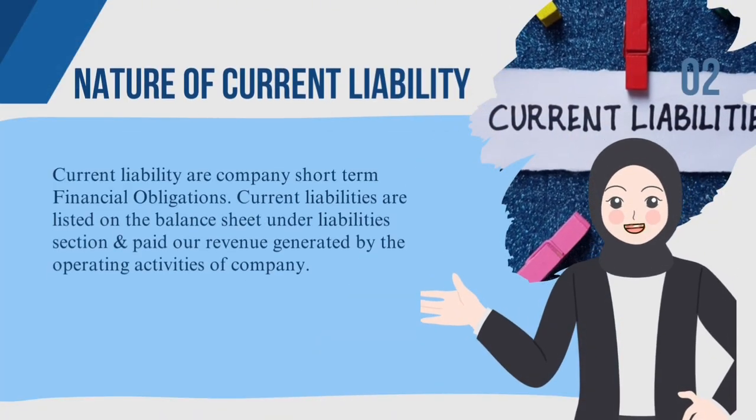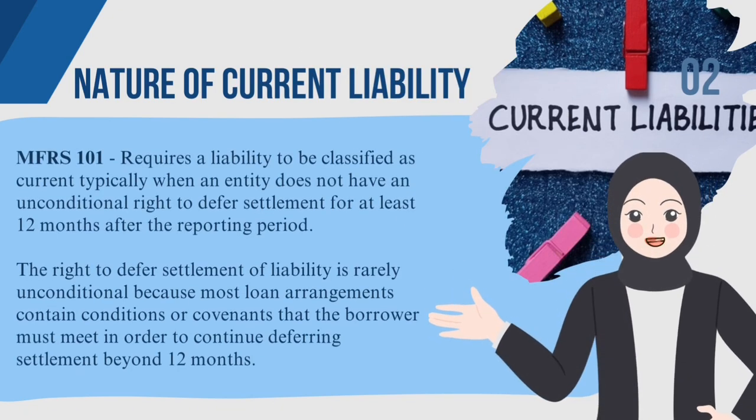And now I want to present about the nature of current liability. So, what is the definition of current liability? Current liabilities are a company's short-term financial obligations. Current liabilities are listed on the balance sheet under the liability section and paid from revenue generated by the operating activities of the company. Based on MFRS 101, it requires a liability to be classified as current.